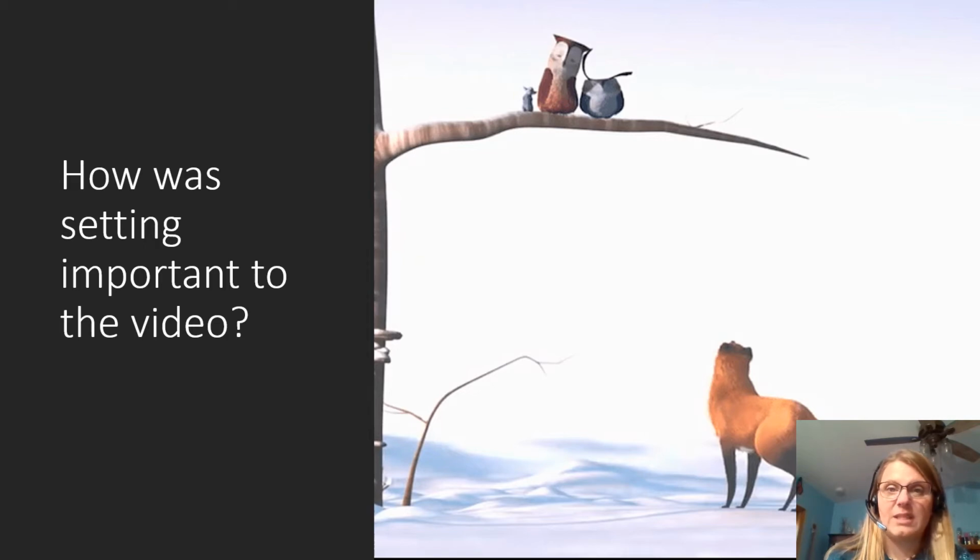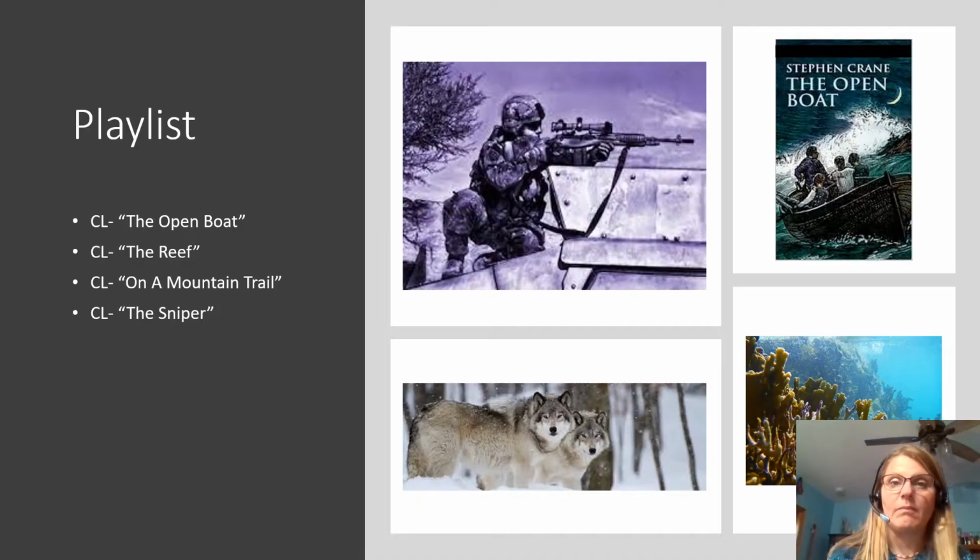And of course we have our characters. Obviously, we have our little mouse and we had our birds and we have our fox. And again, thinking back to the importance of those characters, why is it important that they chose them to be those particular animals? Because obviously there's some reasoning behind that.